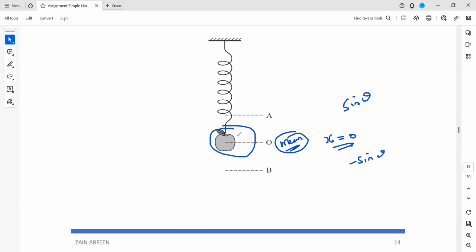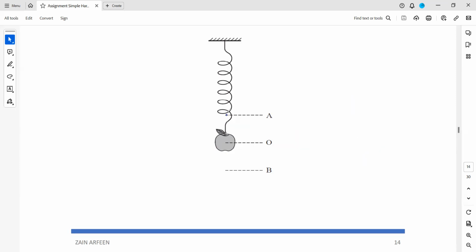But if the same question was there, but the apple was not at the mean position, say the spring was stretched and it was at position B, then we'll draw a cosine graph. Because for the cosine graph, the starting value is not 0, it is at a maximum or minimum, plus or negative, but not 0. So how do we identify? We use a sine graph because the apple is at its mean position shown in the figure. That's why I have to make a sine graph, because sine graphs start with 0.